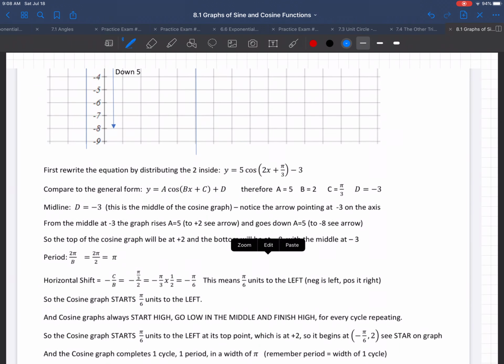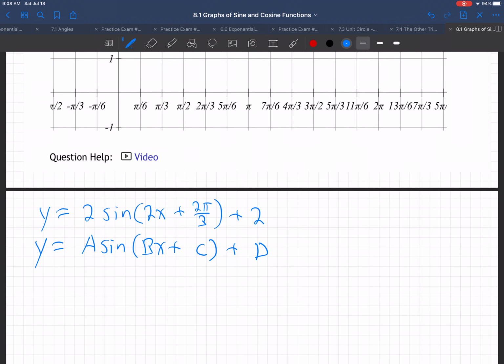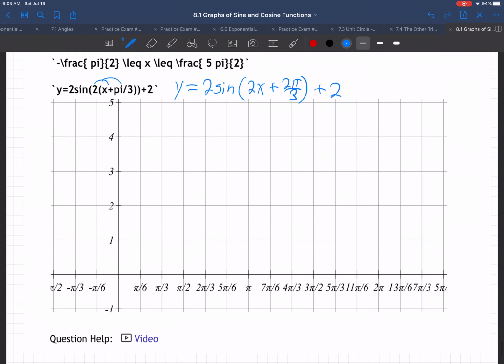Next, identify the midline. That's D. That'll be the middle of the graph. The D is plus 2. Let's go put that midline on our graph. So right here at plus 2, that's going to be the middle of the graph.